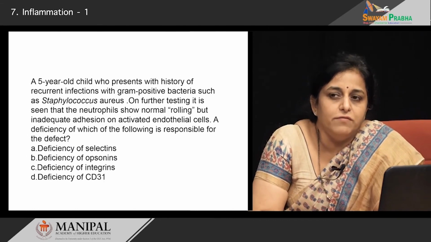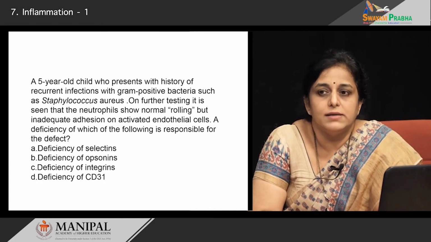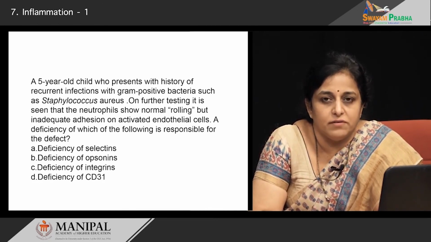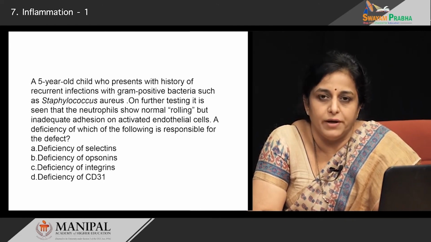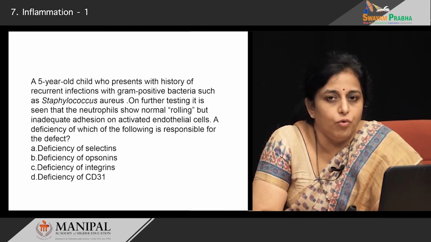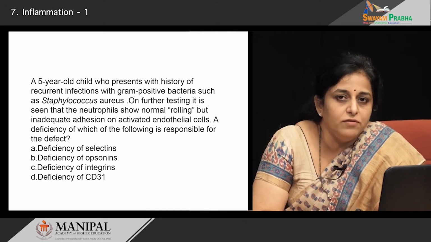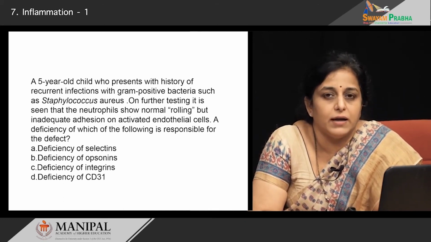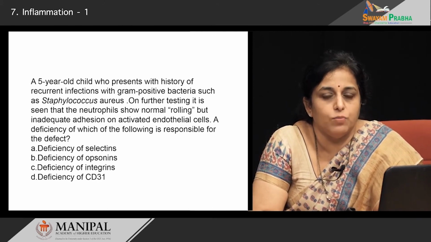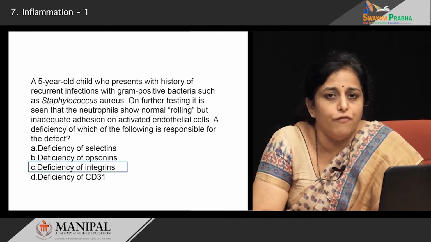Another question here, a 5-year-old child presents with history of recurrent infections with gram-positive bacteria such as Staph aureus. On further testing, the neutrophils show normal rolling but inadequate adhesion on activated endothelial cells. Which deficiency is likely here? So, here we are seeing that rolling is normal, but there is inadequate adhesion. So, we just learnt that adhesion occurs by the binding of integrins on leukocytes to the intercellular adhesion molecules and vascular adhesion molecule on endothelial cells. So, it is most likely because of deficiency of integrins.